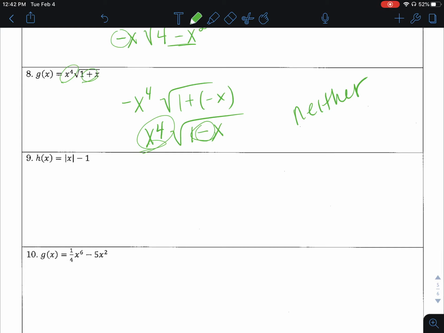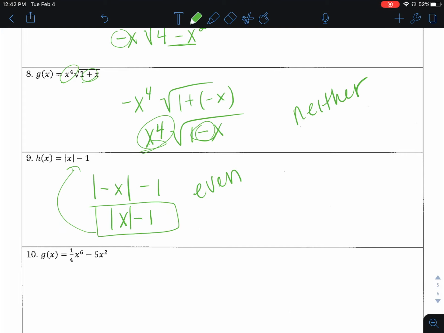All right, absolute value of x. So absolute value of negative x minus 1. Well, the absolute value of negative x, remember, absolute value is the distance from 0, which can never be negative. So this just becomes x minus 1, the absolute value of x minus 1. So therefore, this is even, because it looks the exact same in the end as it did in the beginning.